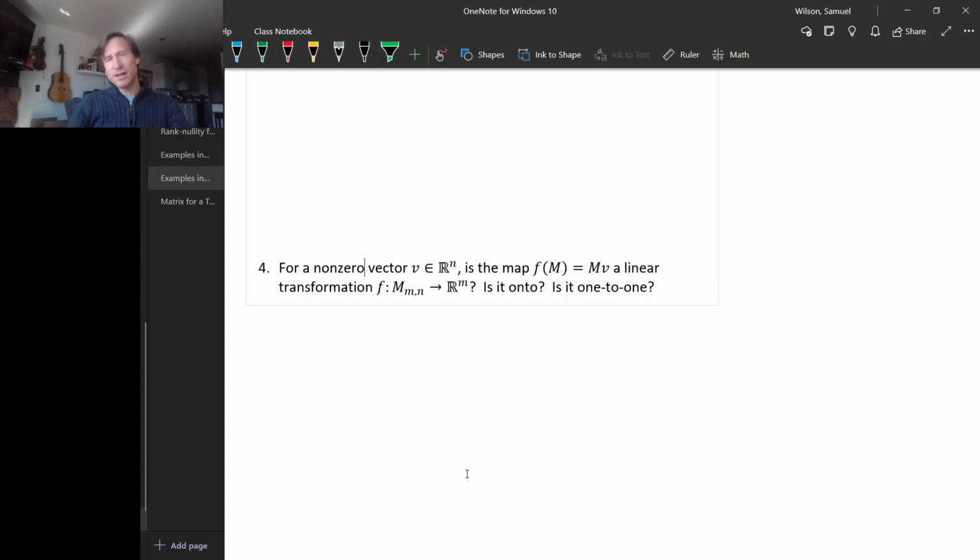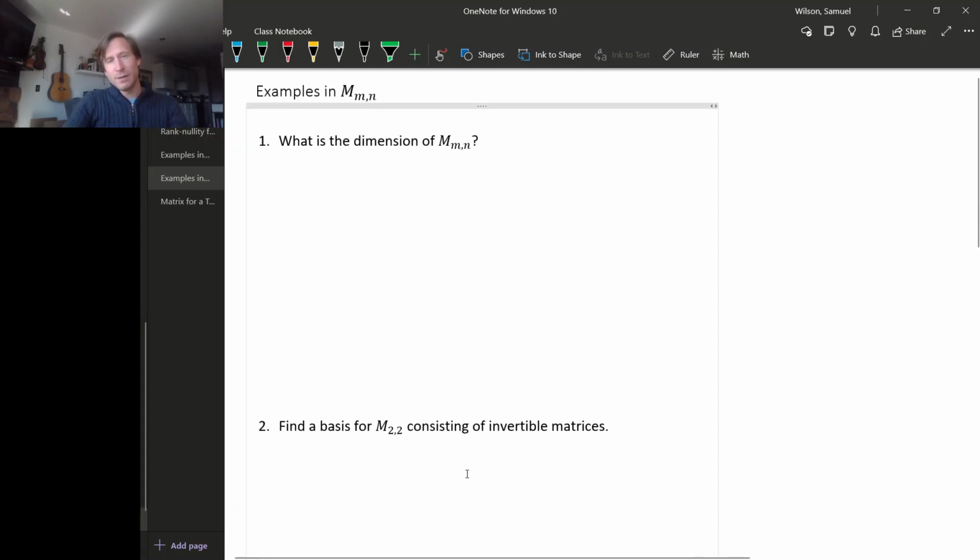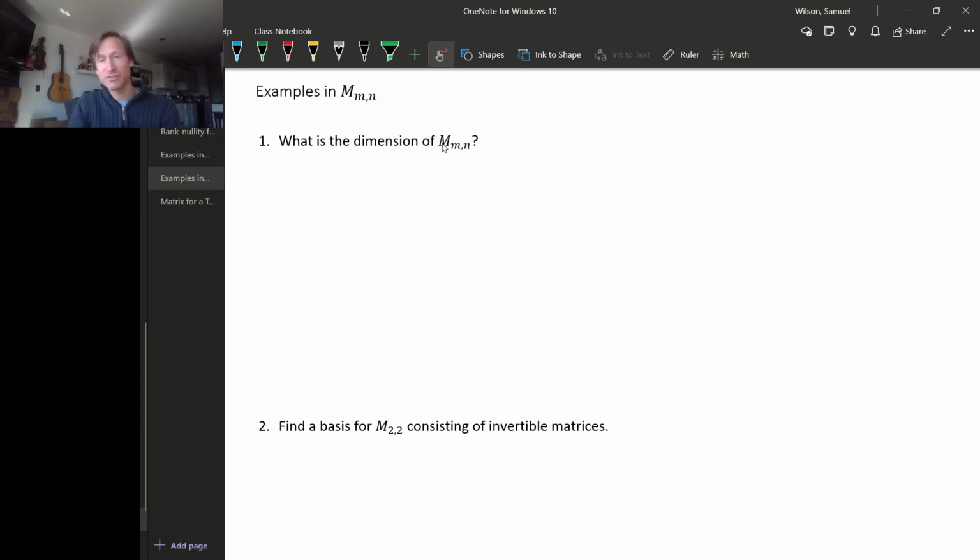Let's look at a few examples of linear algebra ideas in the vector space of matrices M sub Mn. So first of all, let's figure out the dimension of this vector space. If you don't know anything else about a vector space, one way of coming up with its dimension is just writing down a basis for the vector space. So what would a basis for the matrices of size Mn look like?